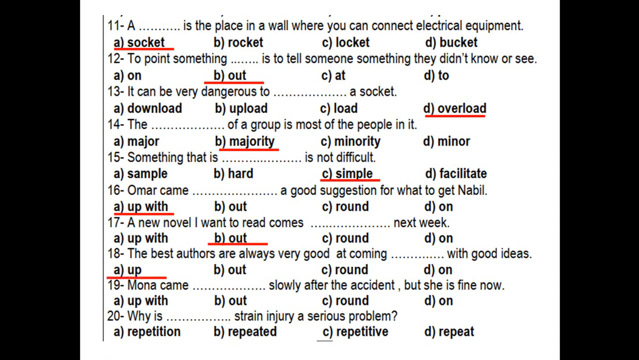Mona came slowly after the accident, but she is fine now. So I can say she came up with, she came out, she came round, she came on. The right answer is she came round. Number 20. Why is repeated strain injury a serious problem? Repetition, repeated, repetitive, repeat. The right answer is repetitive.